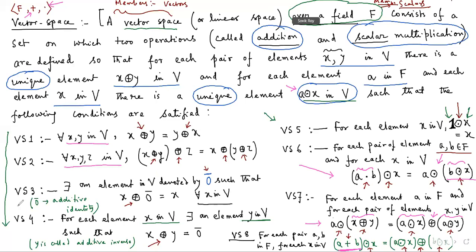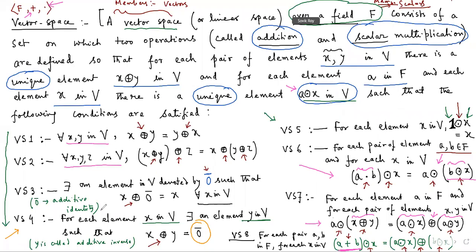For example, if a particular student wants to find out whether the VS4 property is getting satisfied or not, two things may happen. One thing is that there is no meaning in testing whether VS4 is getting satisfied, because until and unless you justify the existence of 0 bar, that means you justify the fact that 0 bar is present inside the matrix, there is no meaning in checking VS4.